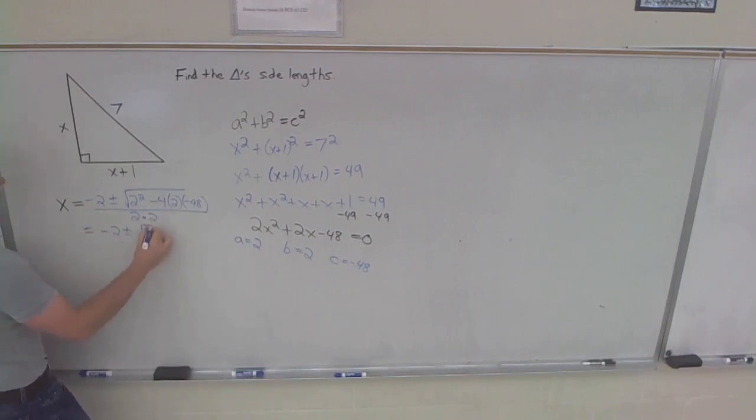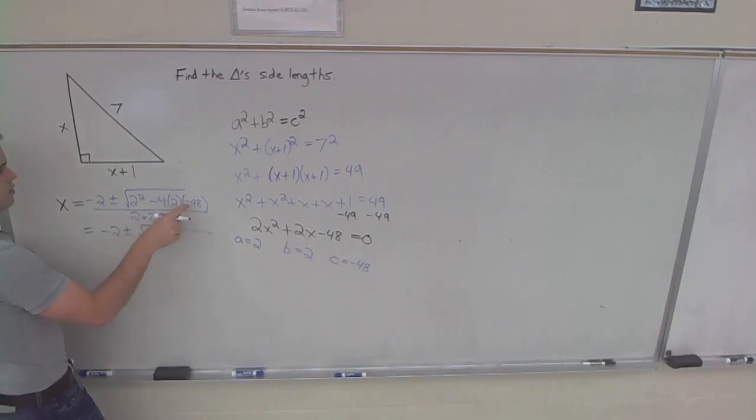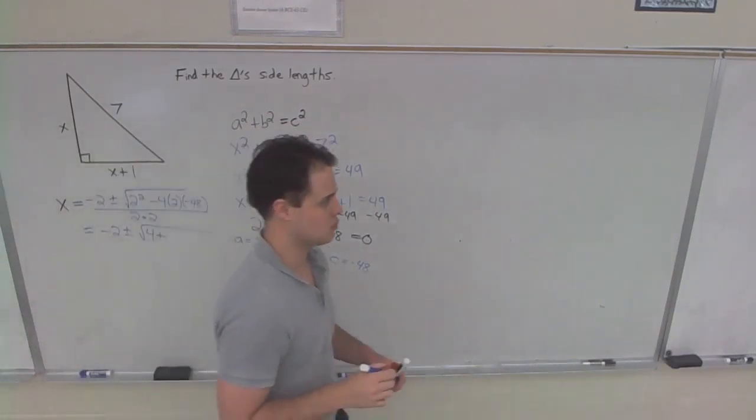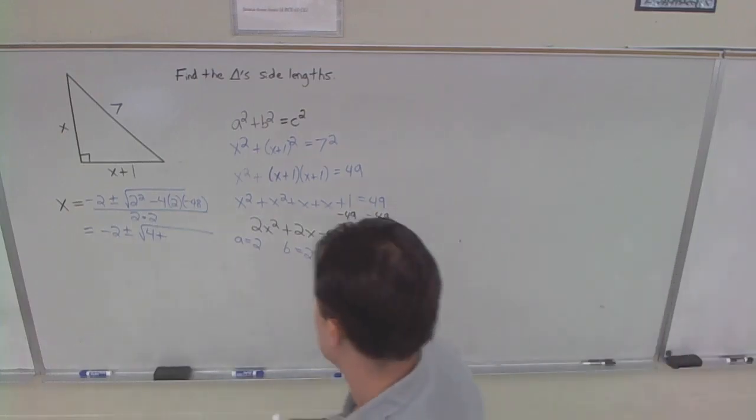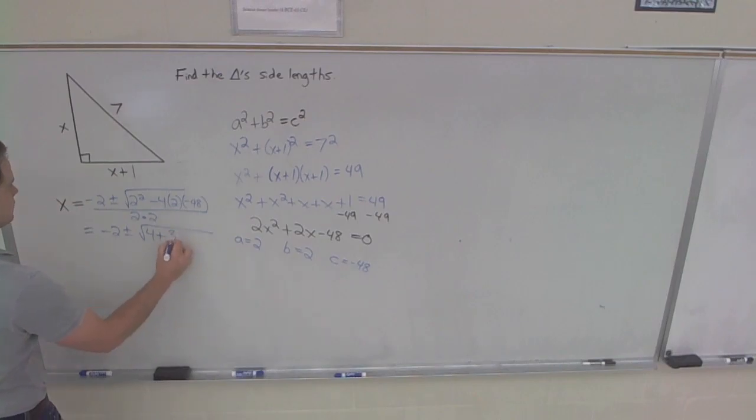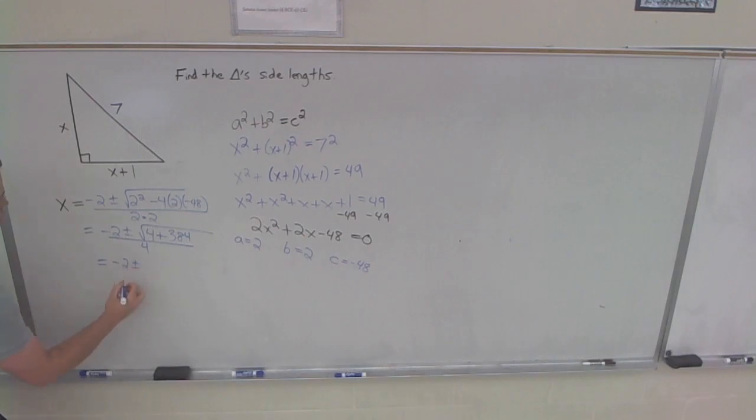Okay, we're going to simplify. So I have 4 minus minus is plus. If there's 3 minuses, that'd be a minus. Watch out for that. And then I have 8 times 48. I don't know what 8 times 48 is. I'm going to use my calculator. So that came out as 384. So this is -2 plus or minus the square root of 388 over 4.